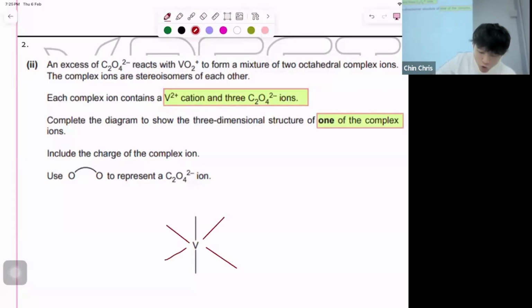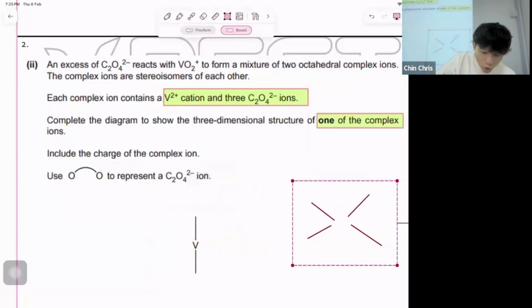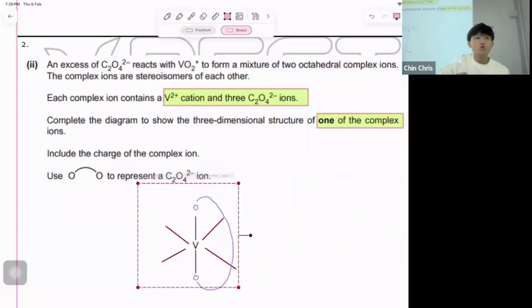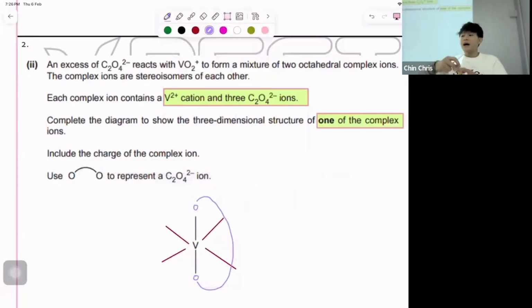Guys, again, before you do it, try to avoid this. Some of my kids will draw the C2O4 going top and bottom like that. I'm begging you, do not go top and bottom. Why? The reason why you don't top and bottom is this.